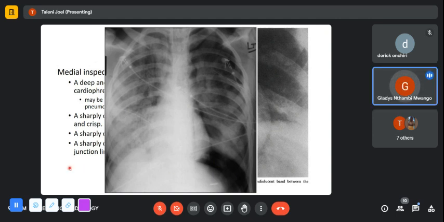And there's a mediastinal shift. So this will be a tension pneumothorax.